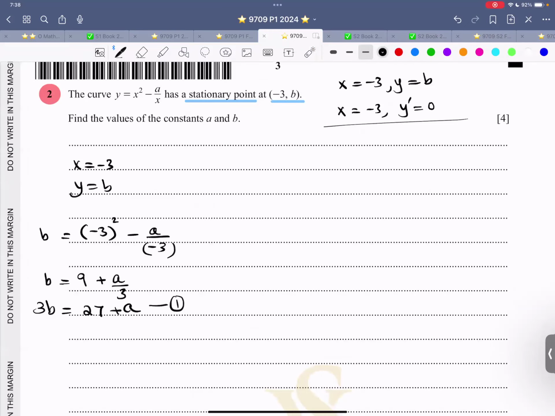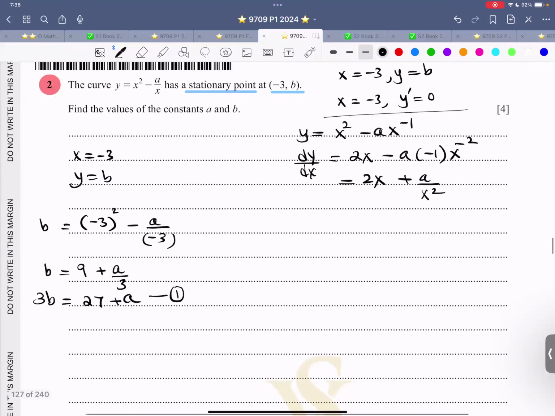Now the second condition, differentiate. y is equal to x squared minus a over x minus 1. Now differentiate, dy/dx. That is 2x, minus a, minus 1 comes down, x to the power minus 2. That is 2x plus a over x squared. That is the differentiated thing.